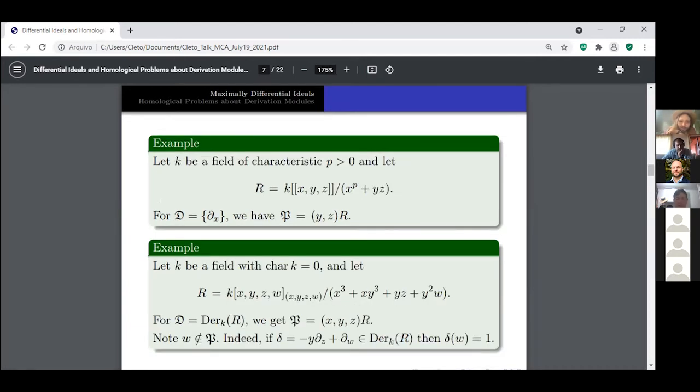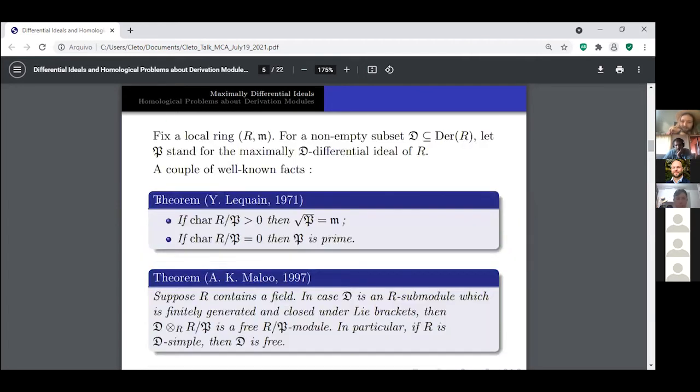Sorry to interrupt. I think there was a question about two slides ago. Karen was asking, free in what category? What do you mean D is free? Isn't D just a set of derivations? What does it mean that a set of derivations is free? No, by hypothesis, the theorem of Malou, D is a submodule. Oh, so D is a submodule, and you mean it's free as an R-module? Yes, it's an R-module, I'm sorry, over R, yes. For the general theory, D is just a non-empty subset, but for this result specifically, this is an R-submodule, yes.